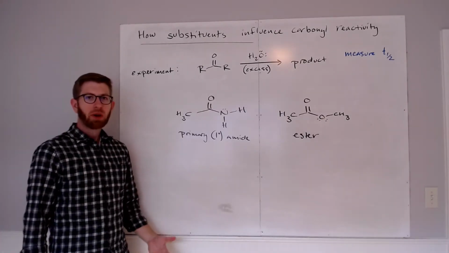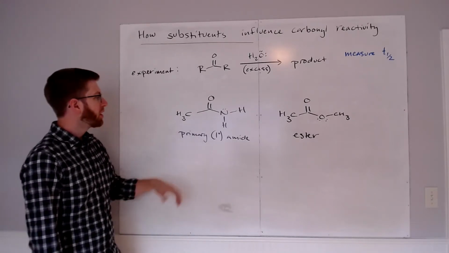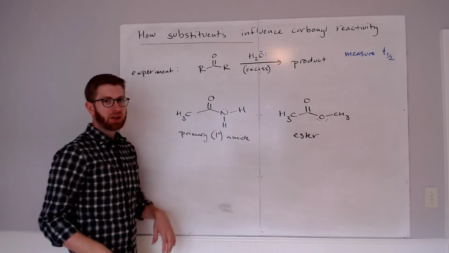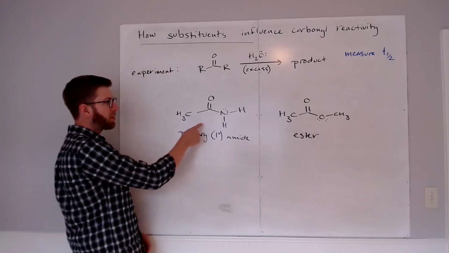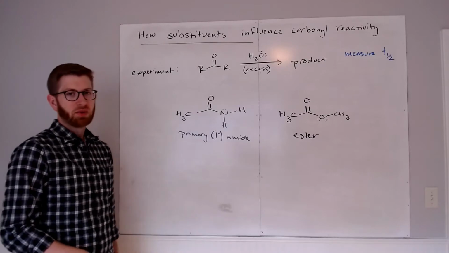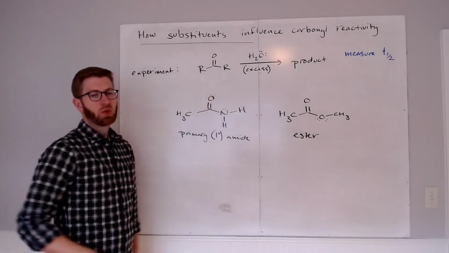Let's look at our first comparison case. We'll look at what's called a primary amide. Primary because the nitrogen is attached to one non-hydrogen substituent. So it's a little bit like a primary alcohol, except here we're counting the number of non-H groups on nitrogen rather than adjacent to the oxygen. We've also got an ester, so these are the two structures that we'll be comparing.